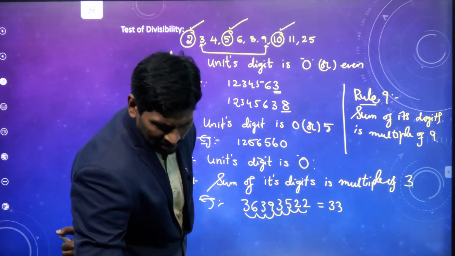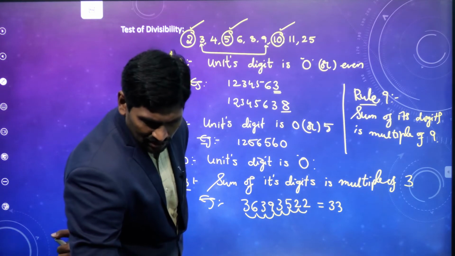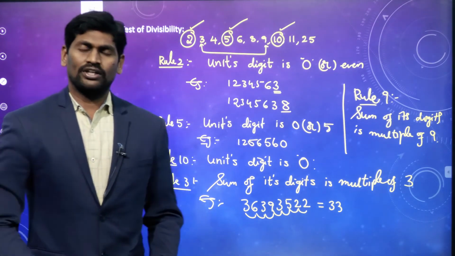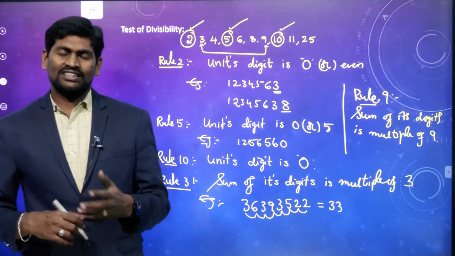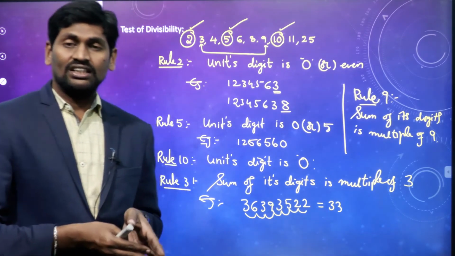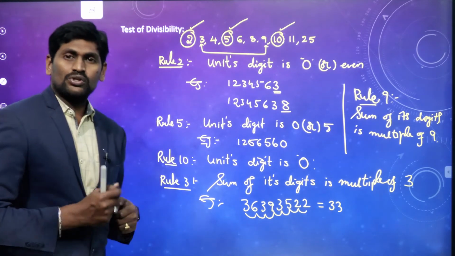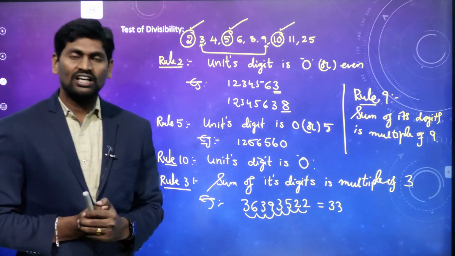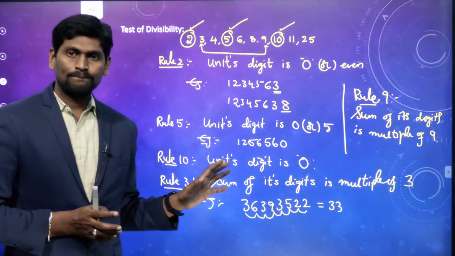Until then you have learned 5 rules: Rule 2, Rule 4, Rule 10 and Rule 3 and Rule 9. Rules 2, 4, 10 we discussed based on the unit digit. 3 and 9 we discussed based on the sum of the digits. Clear until then? Good.